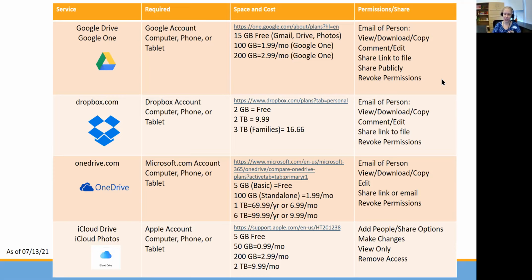Being able to share a link, or share a link via email, or share a link directly. You can view and download and copy things. You can allow other people to edit them, or comment, or you can revoke or remove the access.